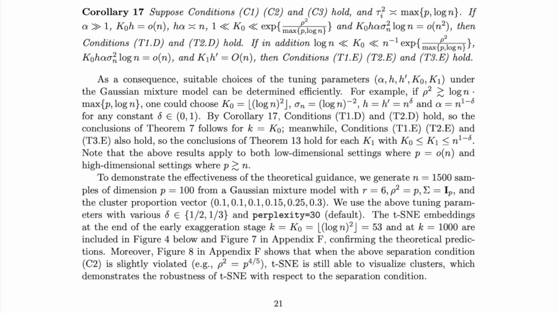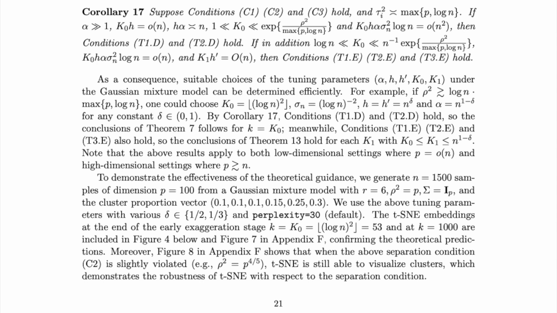As a consequence, suitable choices of the tuning parameters α, h, k₀, k₁ under the Gaussian mixture model can be determined efficiently. For example, if ρ² ≳ log n · max(p, log n), one could choose k₀ = log n, h = n^θ and α ≍ n^{1−θ} for any constant θ in (0, 1). By Corollary 17, conditions T1d and T2d hold, so the conclusions of Theorem 7 follow for k = k₀. Meanwhile, conditions T1e and T3e also hold, so the conclusions of Theorem 13 hold for each k₁ with k₀ ≤ k₁ ≤ n^{1−θ}.